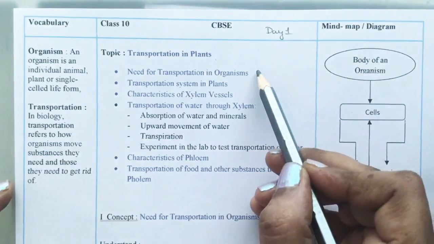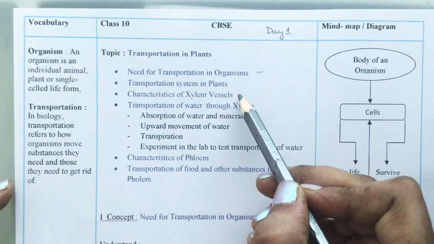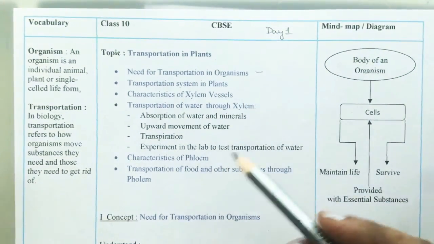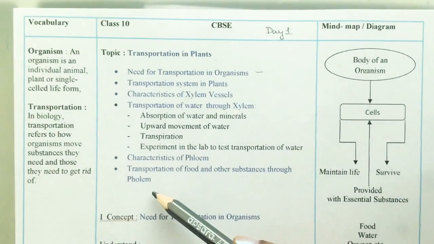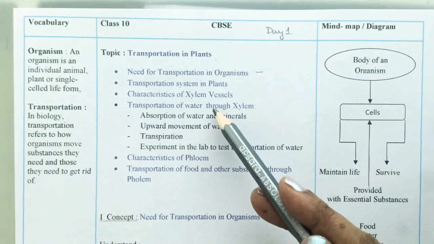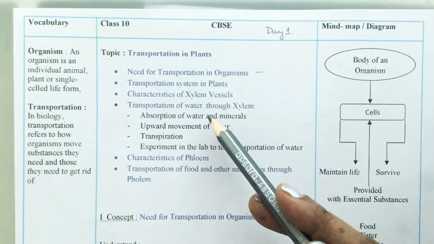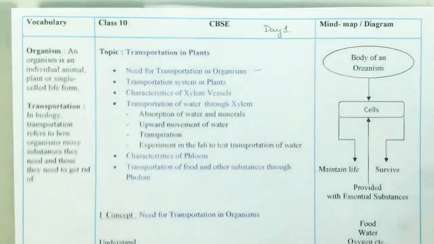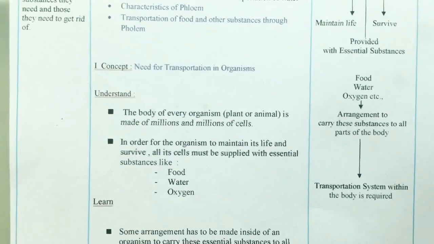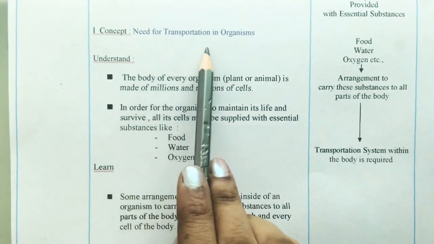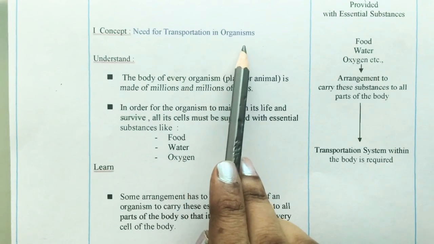So this would be, I will be studying this on day 1, day 2, day 3, day 4, day 5 and day 6. So, 6 days is what I will take to complete my concept. And if there is more information under a particular topic, then we can take 2 days for that particular topic to cover the concept. So, this is the concept section, and in the concept, I have taken the first concept, need for transportation in organisms.